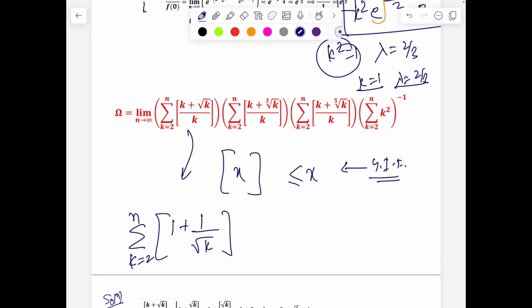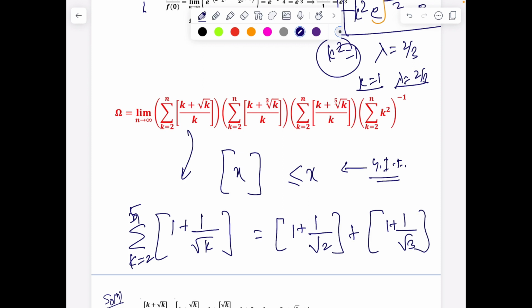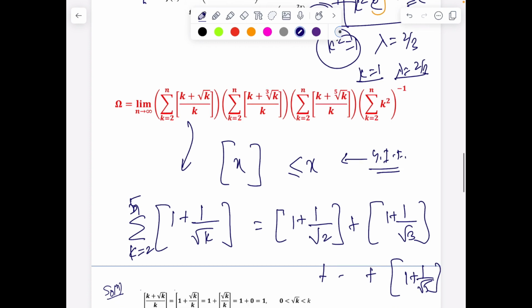So for example, if I decode the first term, it's the greatest integer of 1 plus 1/root k, summation where k is running from 2 to n. So basically, let's say if I run k from 2 to 5, this is basically greatest integer of 1 plus 1/root 2, plus greatest integer of 1 plus 1/root 3, like this, plus greatest integer of 1 plus 1/root 5.